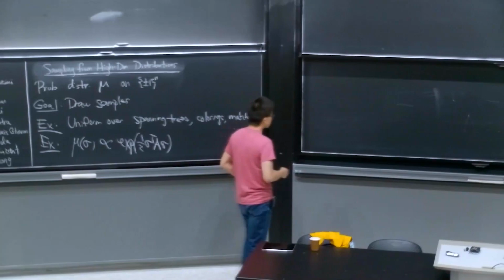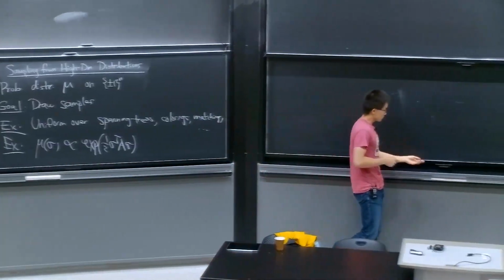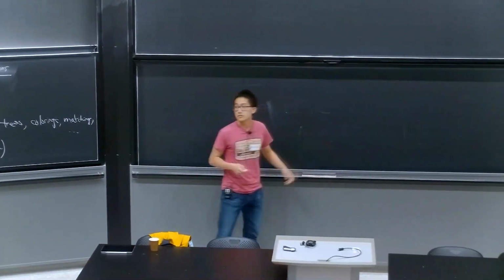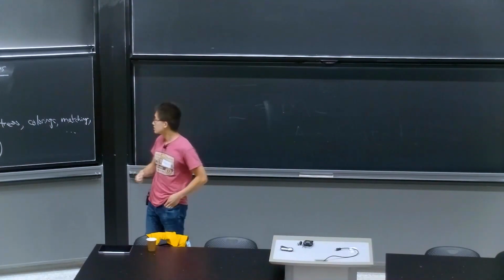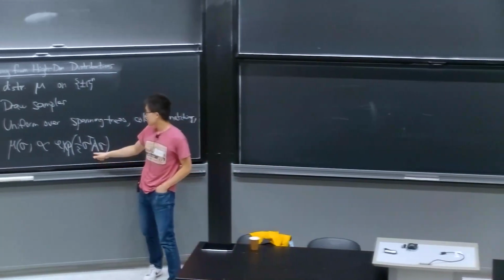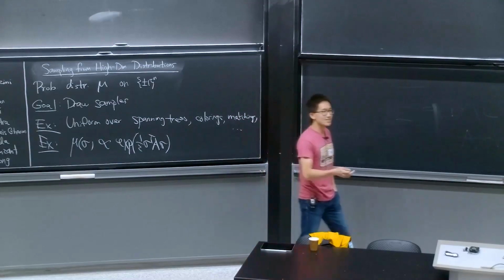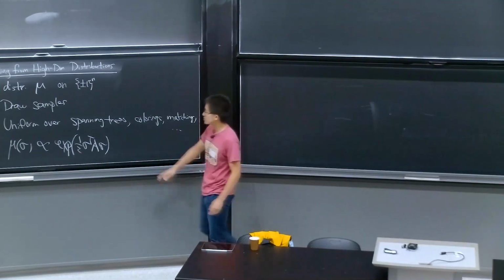Basically, I want to do algorithmic sampling. Oh, sorry. I can make A negative, it's not a big deal. I'm keeping these generic. Yeah, good question.